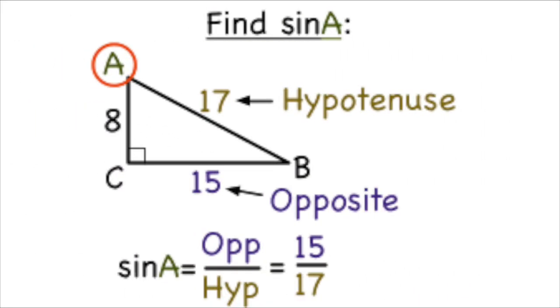So here we're asked to find sine A. First we need to locate A. In this case it's circled. And remember, sine stands for SOH, so opposite over hypotenuse. Locating A, the opposite is 15 and the hypotenuse is 17. So that's our sine.